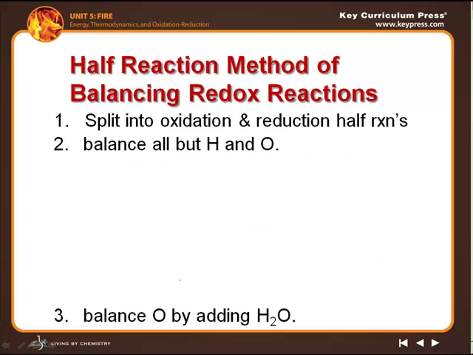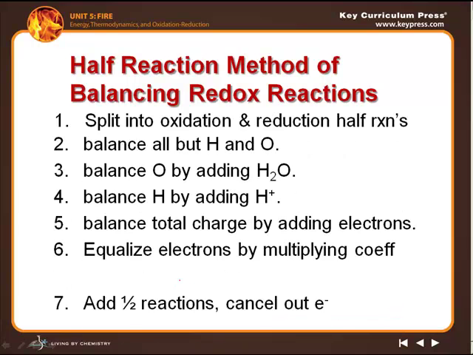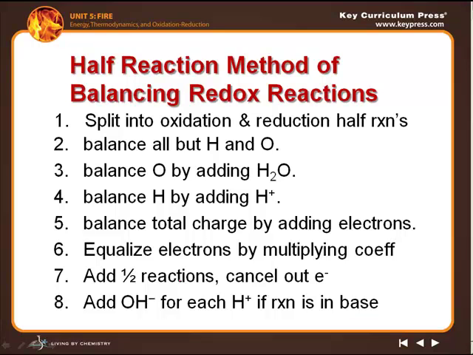Today we're going to look at balancing half reactions. There are 8 steps for balancing a half reaction. First, you want to split into oxidation and reduction half reactions. Balance all but the H and O.